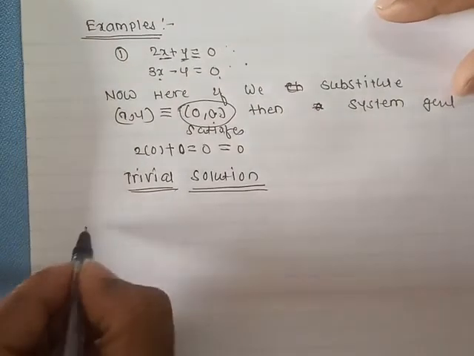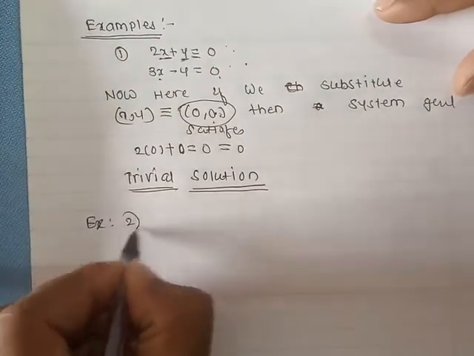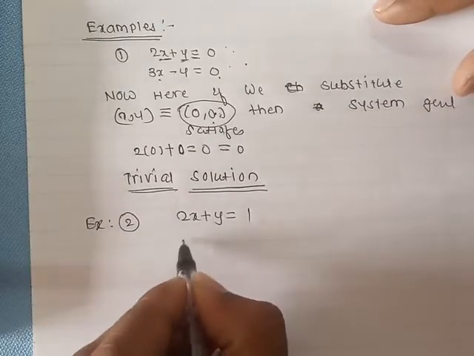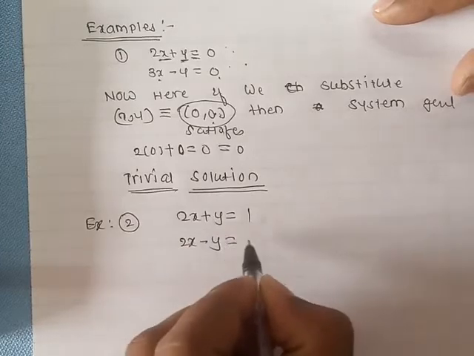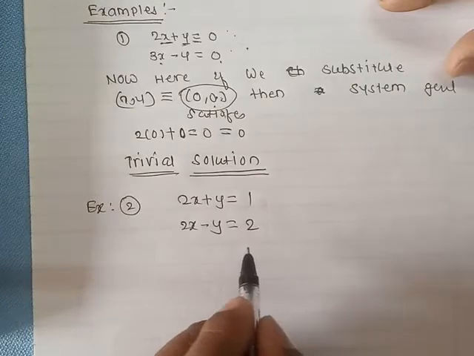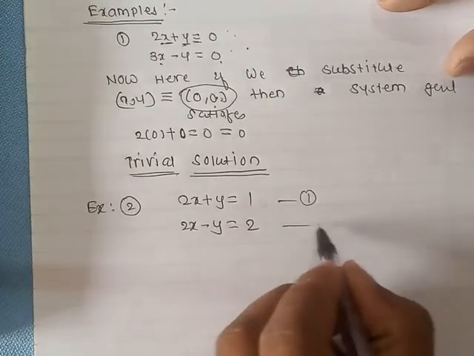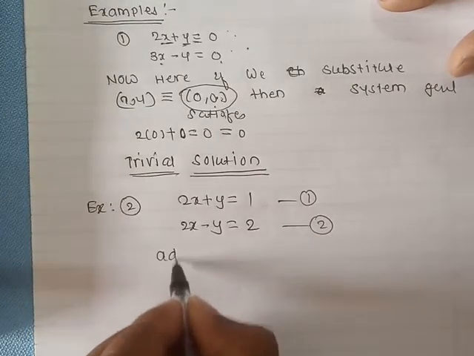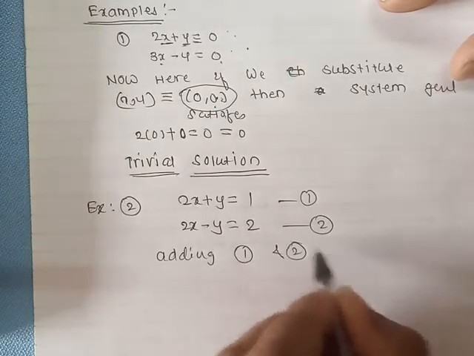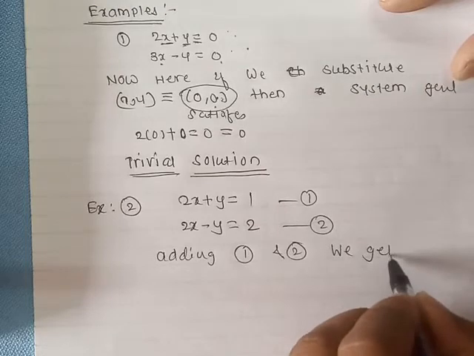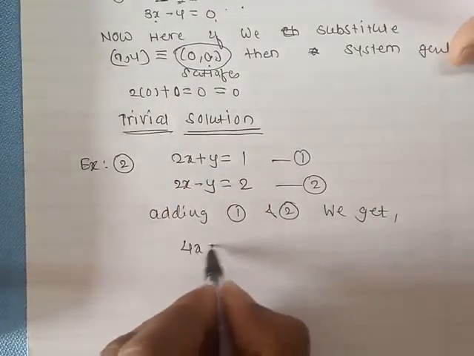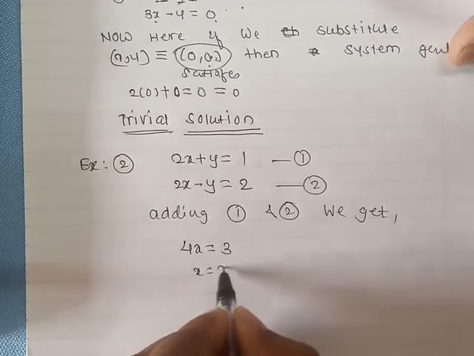Next example. 2x plus y is equal to 1 and 2x minus y is equal to, suppose, 2. Now solve this system of equations. Suppose these are equations 1 and 2. Adding 1 and 2, we get 4x is equal to 3, that is x is equal to 3 by 4.